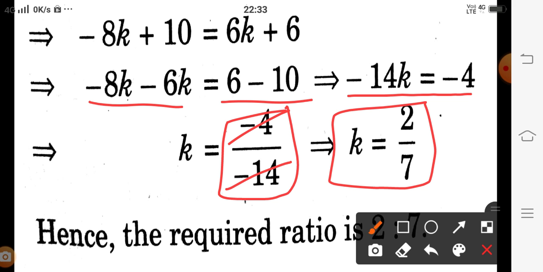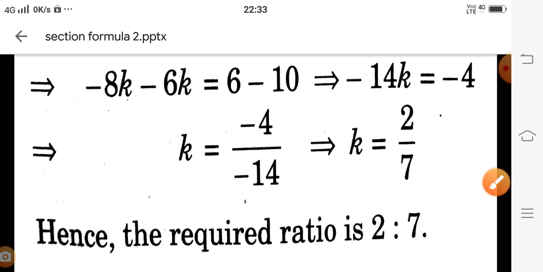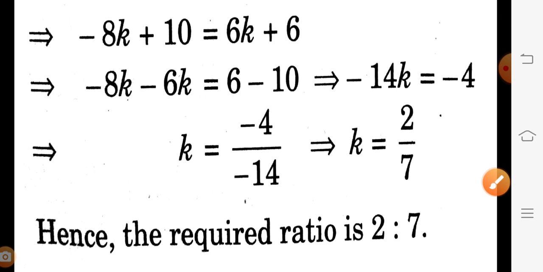When you are solving this question in the examination, you have to take just only one coordinate. You are able to write the answer from that one. It means that the required ratio we get is 2:7.